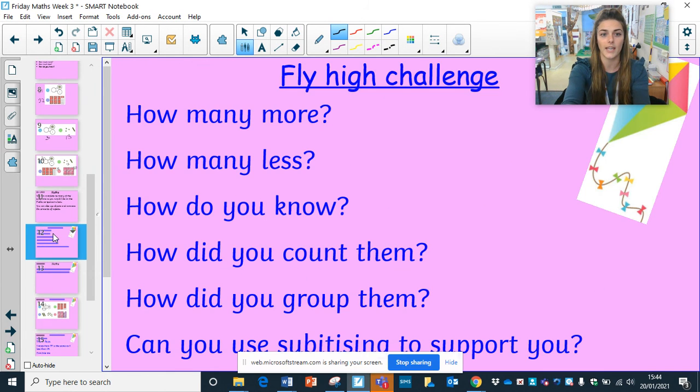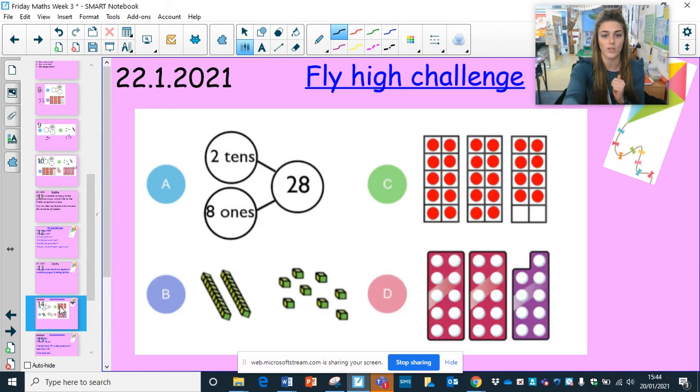So your fly high is those questions there. How many more, how many less, how do you know? How did you count them? How did you group them? And can you subitize to support you? So subitize means, can you see how many there are without counting them? It's recognizing how many is there. So there's some more questions to challenge your thinking.